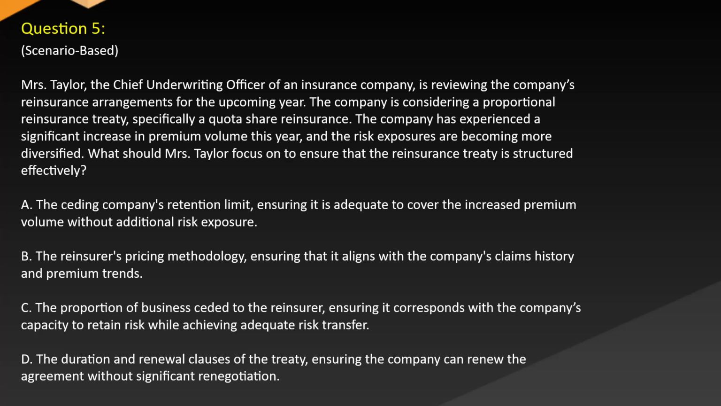A. The ceding company's retention limit, ensuring it is adequate to cover the increased premium volume without additional risk exposure. B. The reinsurer's pricing methodology, ensuring that it aligns with the company's claims history and premium trends. C. The proportion of business ceded to the reinsurer, ensuring it corresponds with the company's capacity to retain risk while achieving adequate risk transfer. D. The duration and renewal clauses of the treaty, ensuring the company can renew the agreement without significant renegotiation.